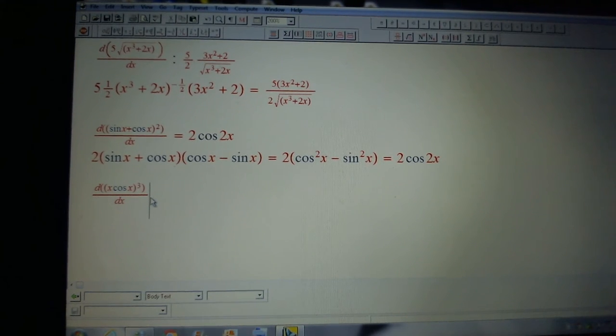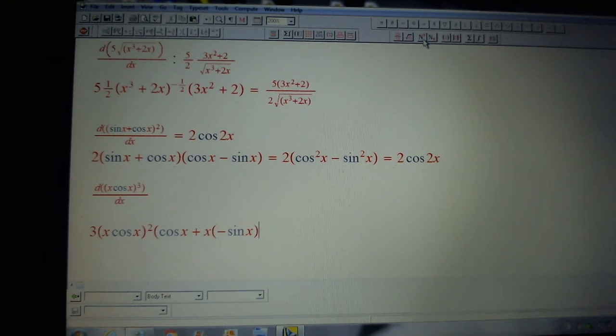I'm going to have that 3 come down, because it's a third power. So I'm going to have the 3. The inside unchanged, so that's just x cosine x. That's going to be to the second power, because I'm taking the derivative of the outside. The inside is a product rule. So I'm going to have the derivative of x, which is 1, times cosine x, plus x times the derivative of cosine x, which is, I can write it like this, but you know what the pros would do?